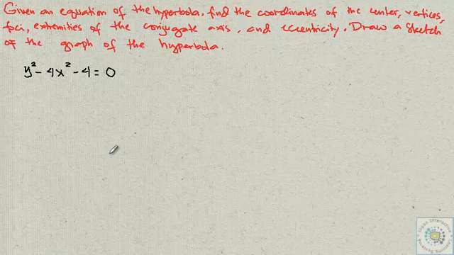Given an equation of this hyperbola, y squared minus 4x squared equals 4, we are asked to find the coordinates of the center, vertices, foci, extremities of the conjugate axis, and the eccentricity of this hyperbola, and sketch this graph. Okay, so before we do that, let us remember the very important equations.